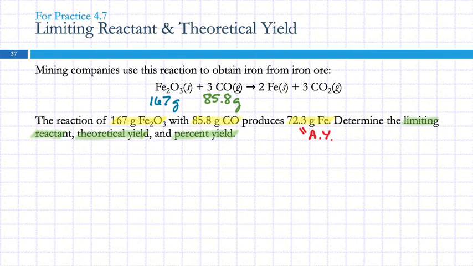The reason they're giving us this actual yield is because they're also asking us for the percent yield. But what we calculate here, and here we're looking at iron, is how many grams of iron could be made from these ingredients if everything goes right. There's another product here, CO2. We don't care about the CO2. We're not going to do anything with it.